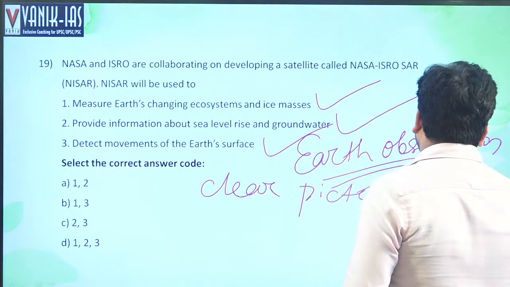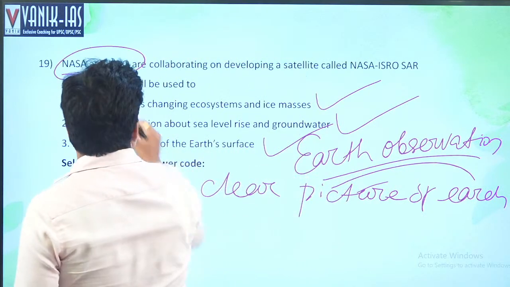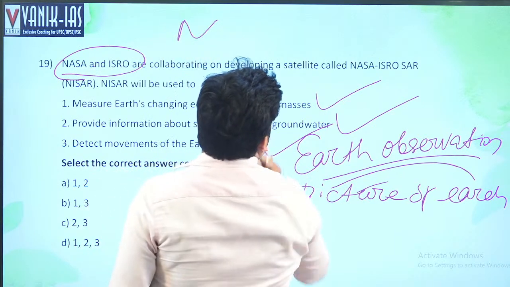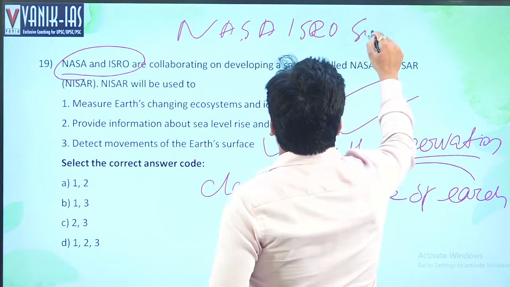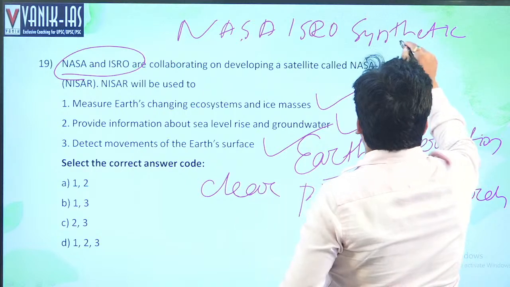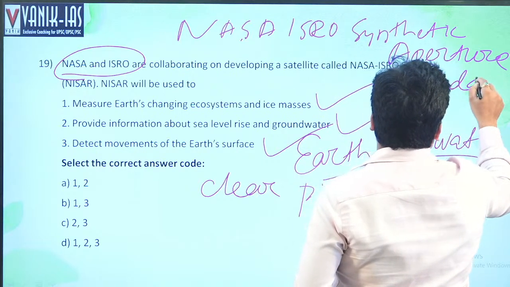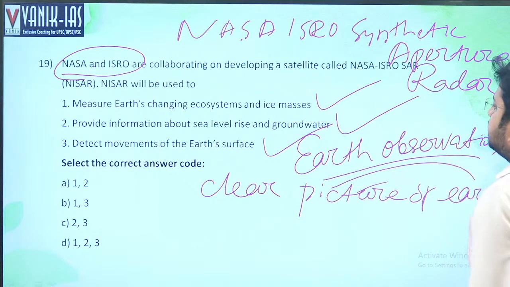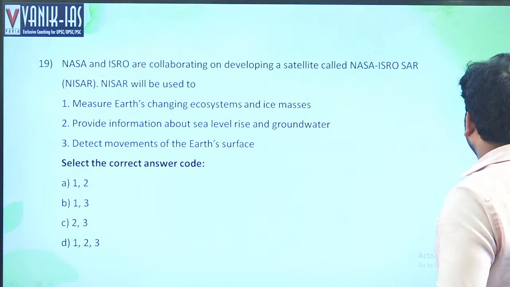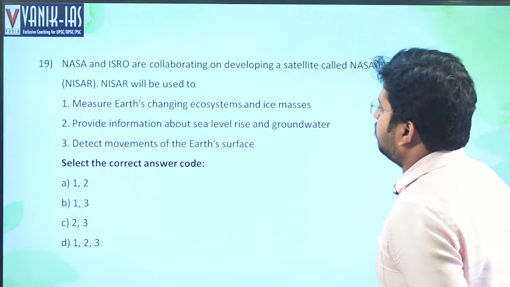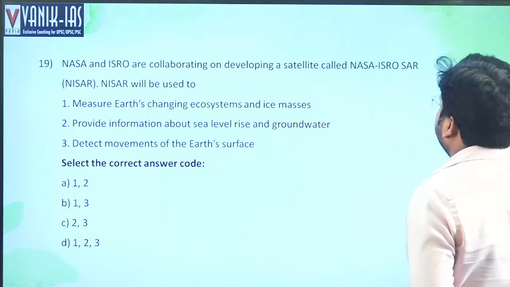That is the NISAR satellite. The speciality of the NISAR satellite is that it is built by both NASA and ISRO. That is NASA-ISRO Synthetic Aperture Radar, that is NISAR. So it's an Earth observation satellite built by both NASA and ISRO. It will be launched in 2023, in the first half.